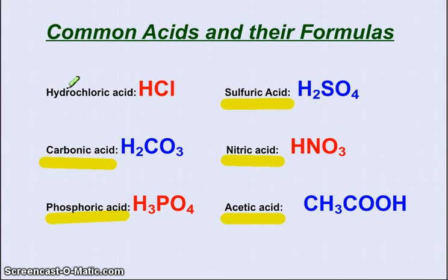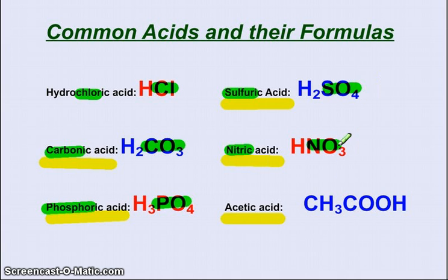So you'll notice you will need to know these formulas and their names, but they're pretty easy. Hydrochloric has chlorine in it. Carbonic acid has carbonate in it. Phosphoric, phosphate. Sulfuric, sulfate. Nitric, nitrate. And acetic has acetate in there. So again, you should be able to match up those names and formulas, and we will be using them quite often throughout the year.